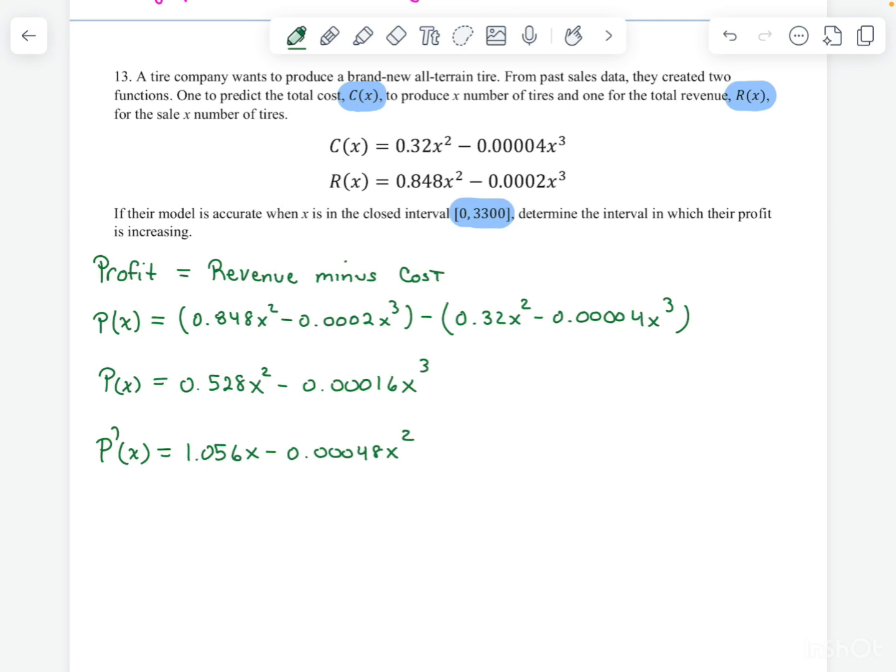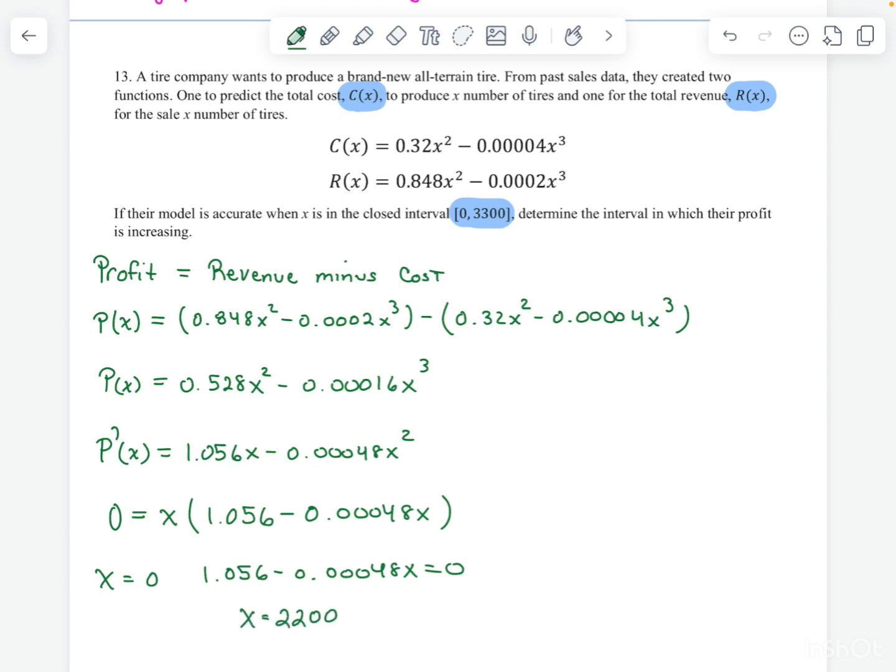To find the critical number, I'm going to set the derivative equal to 0, and I'm also going to factor an x out at the same time. That will look like this. So the derivative will equal 0 when x is equal to 0, or 1.056 minus 0.00048x is equal to 0. Solving the equation on the right will yield x is equal to 2200.